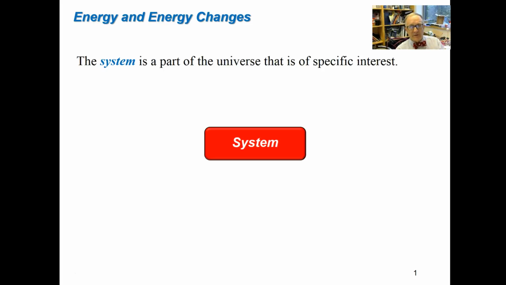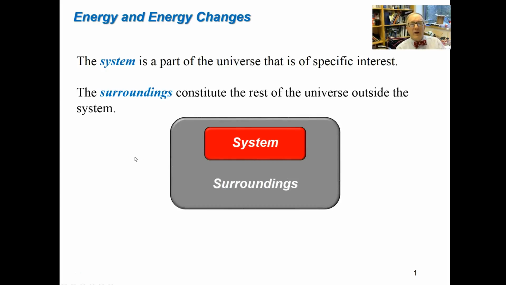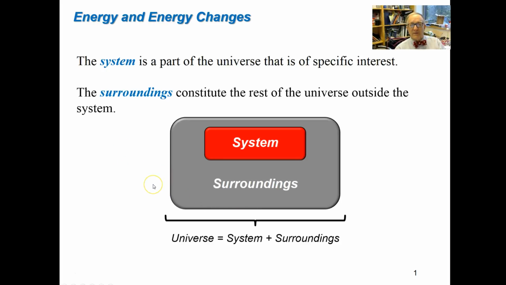And so the first definition we want to talk about is the system. And the system is the part of the universe that we're studying that's of specific interest to us. And the surroundings constitute the rest of the universe outside the system. So the system plus the surroundings equals the universe. So that's the first set of understandings that we need to have.